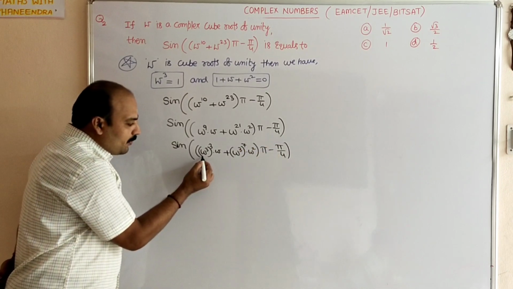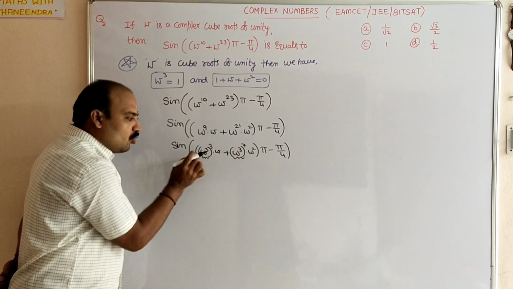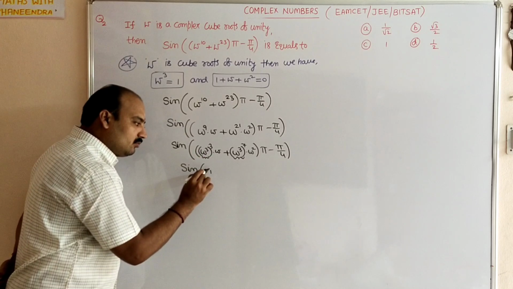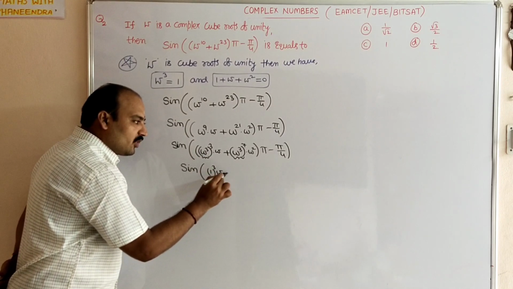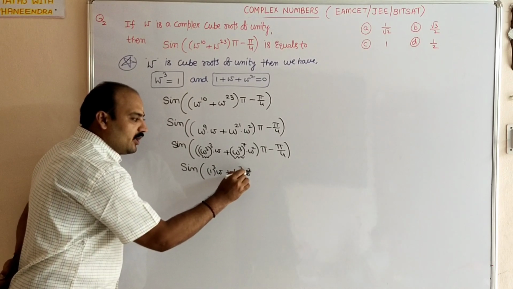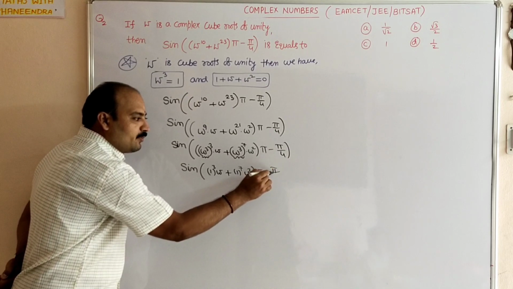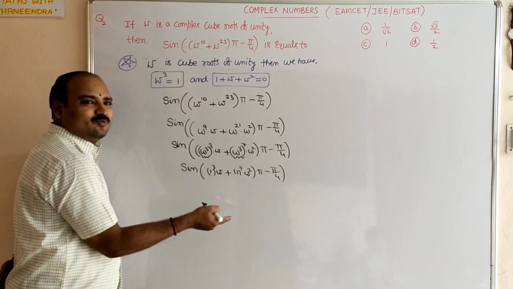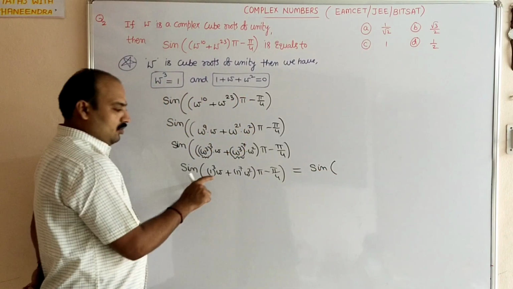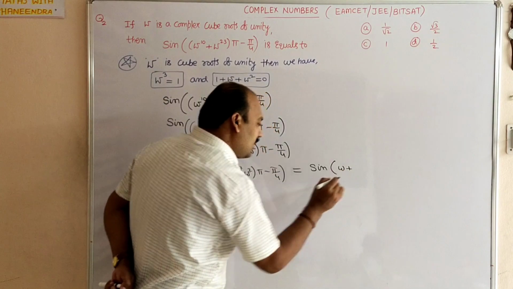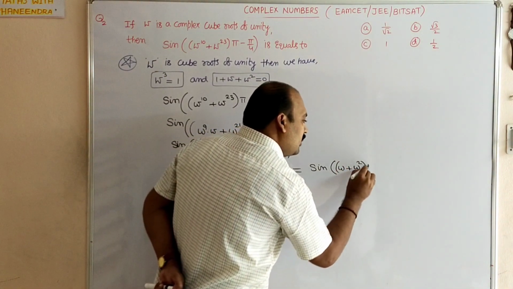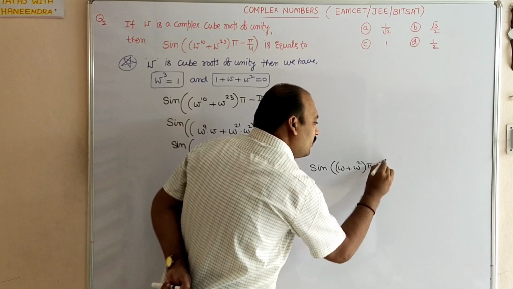We know that omega power 3 value is 1. So 1 into omega. So it will become sine of 1 into omega plus 1 cube into 1 power 7 into omega square into pi minus pi by 4. 1 power anything is 1 only. So it will become sine of omega plus omega square. 1 power 7 is also 1. Omega square into pi minus pi by 4.